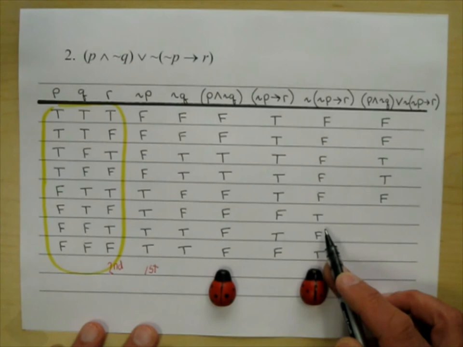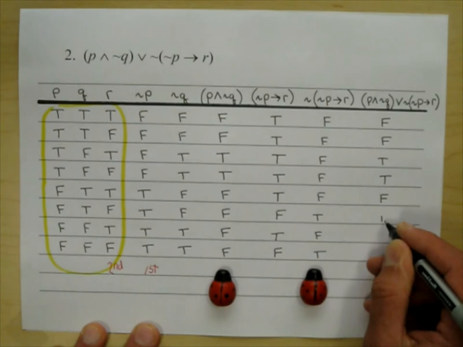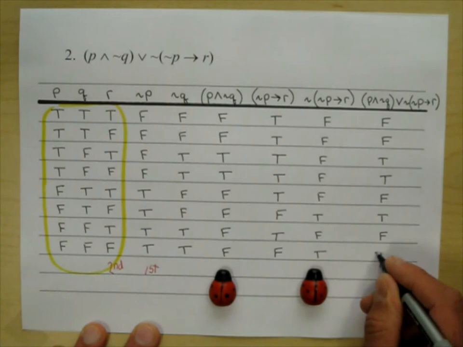I'm doing ORs. False or true is true. False or false is false. False or true is true. Okay, we got through this truth table. We're not going to be doing truth tables the whole time in this class.